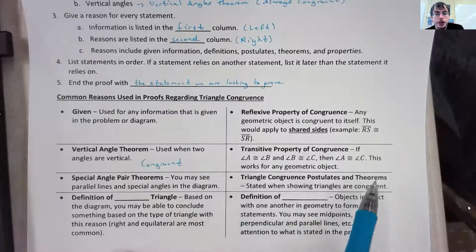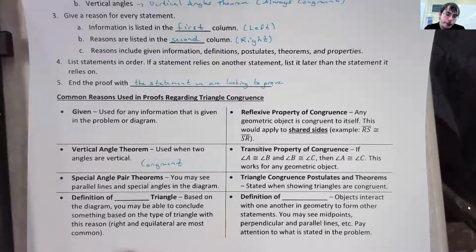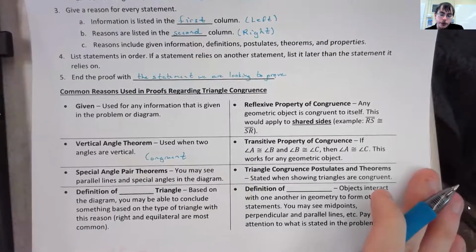Triangle congruence postulates and theorems. This will be our most used reason at the end. We're normally looking to prove that the triangles are congruent somehow, and this will be the last statement and reason that we do. Remember that includes side-side-side, side-angle-side, hypotenuse-leg, and so on and so forth.